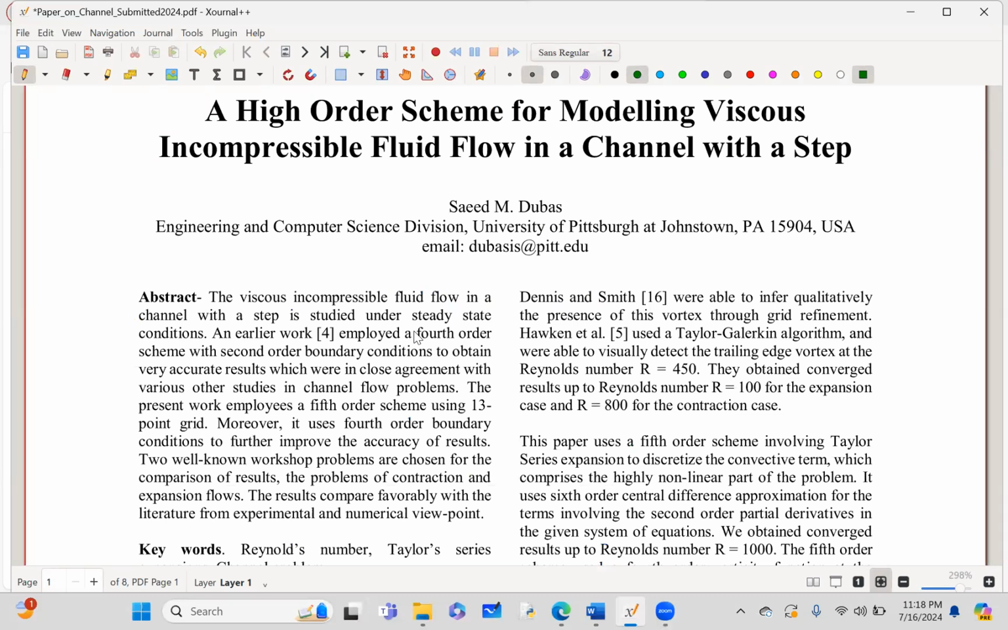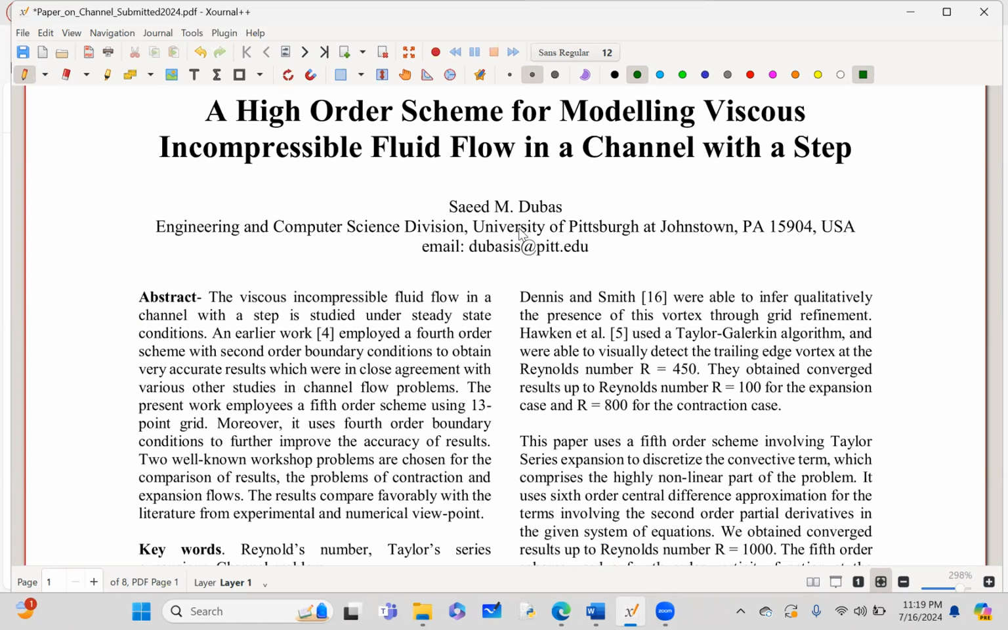Today we'll talk about a high-order scheme for modeling viscous incompressible fluid flow in a channel with a step. The viscous incompressible fluid flow in a channel with a step is studied under steady-state conditions. The present work employs a fifth-order scheme using a 13-point grid. The present scheme also uses fourth-order boundary conditions to further improve the accuracy of the results.